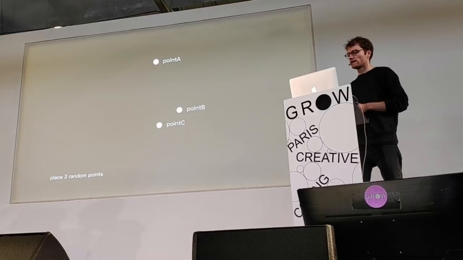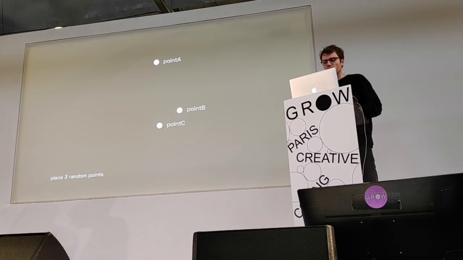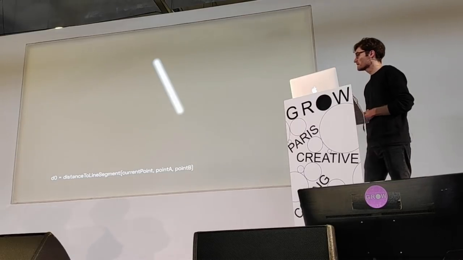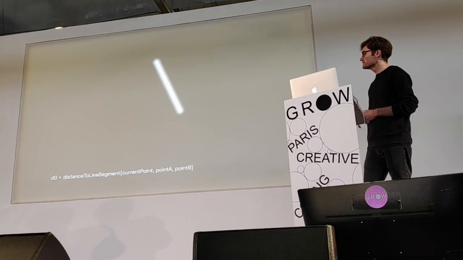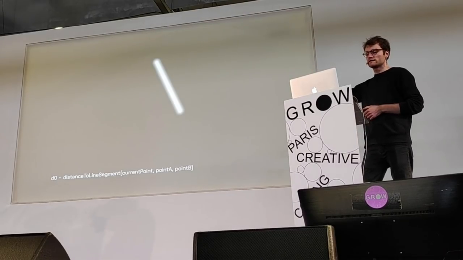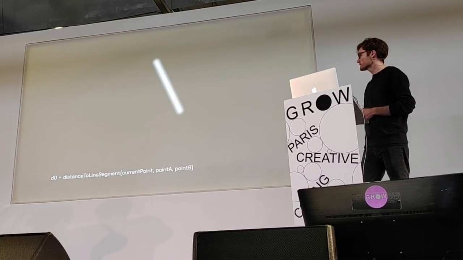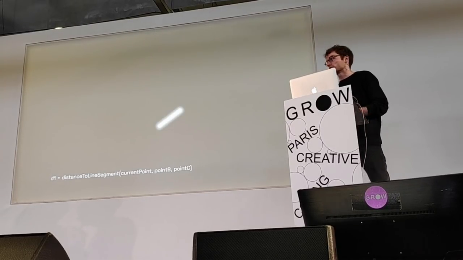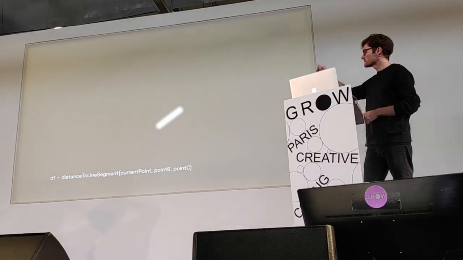Those three points end up making two different line segments. This is the first line segment. And in the shader, you get the distance from the current pixel, wherever that might be in the page, to the first line segment, which is A to B. And then you do the same thing for another value here, for the current pixel to the second line segment.